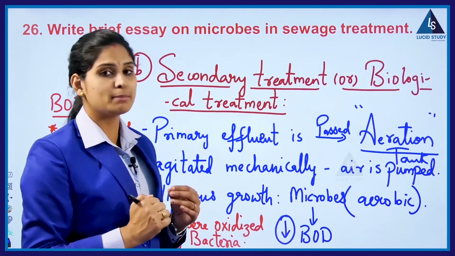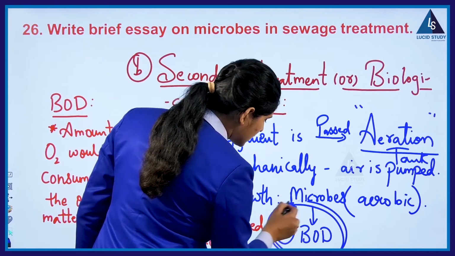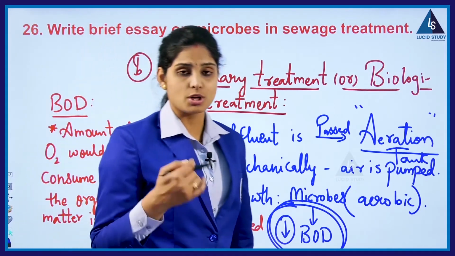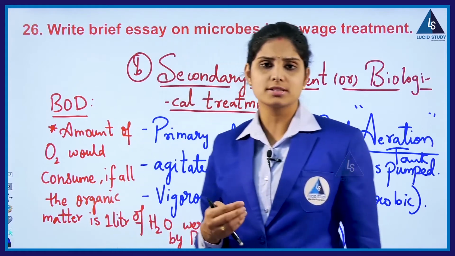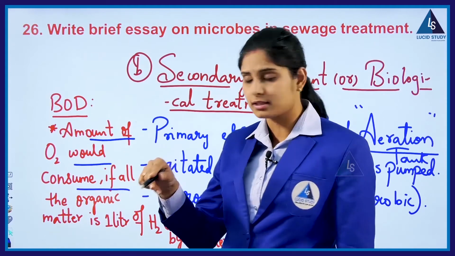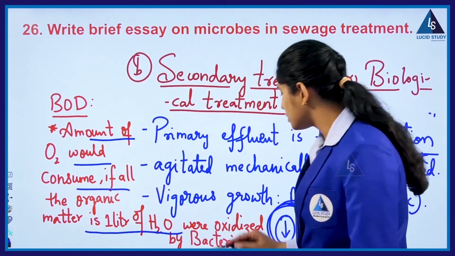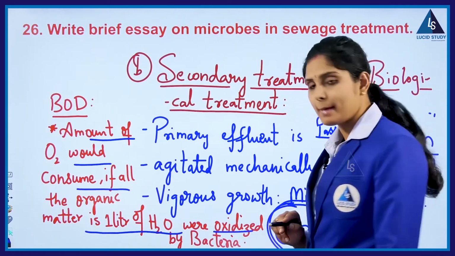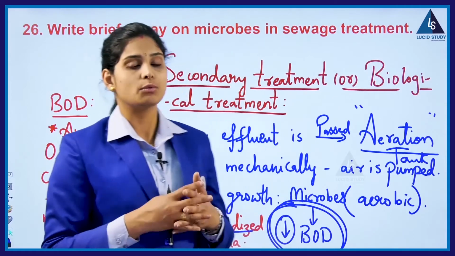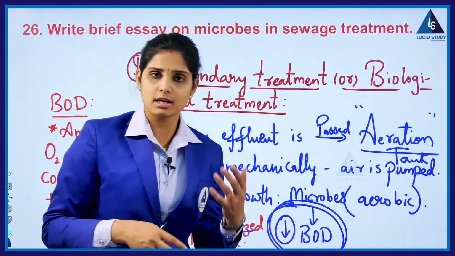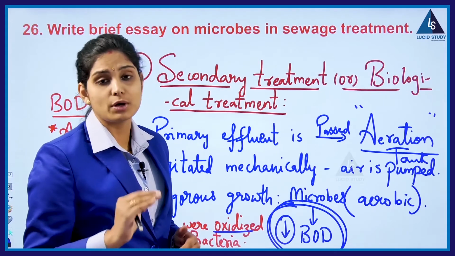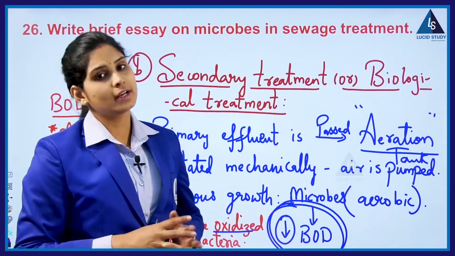These microbes help in consuming the organic matter, which is beneficial, as it decreases the biochemical oxygen demand of the sewage. What is biochemical oxygen demand? It is the amount of oxygen that would be consumed if all the organic matter in one liter of water were oxidized by bacteria. After some time, the flocs, the bacteria with filaments forming a mesh, settle at the bottom. This is called activated sludge.